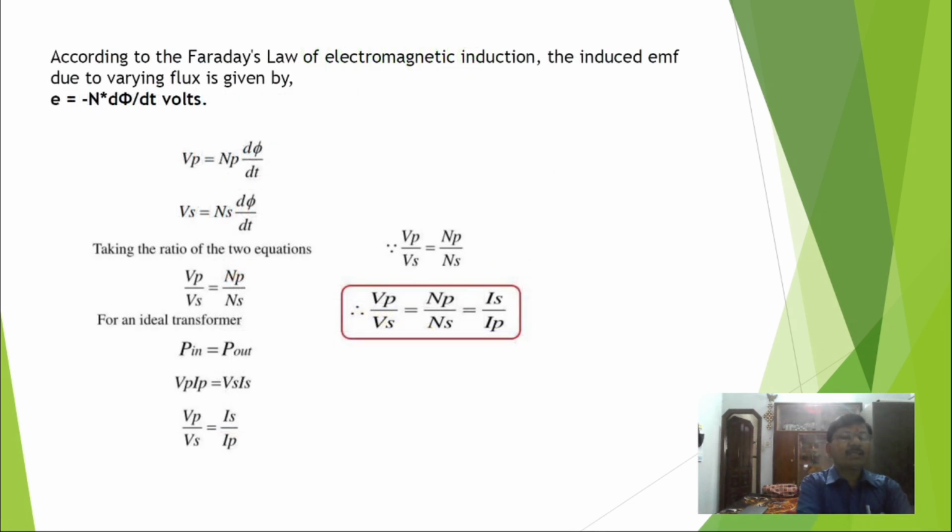According to Faraday's law of electromagnetic induction, the induced EMF due to varying flux is given by E = N dφ/dt. Vp = Np dφ/dt. Taking the ratio of the two equations, we get Vp/Vs = Np/Ns. For an ideal transformer, P_in is equal to P_out.